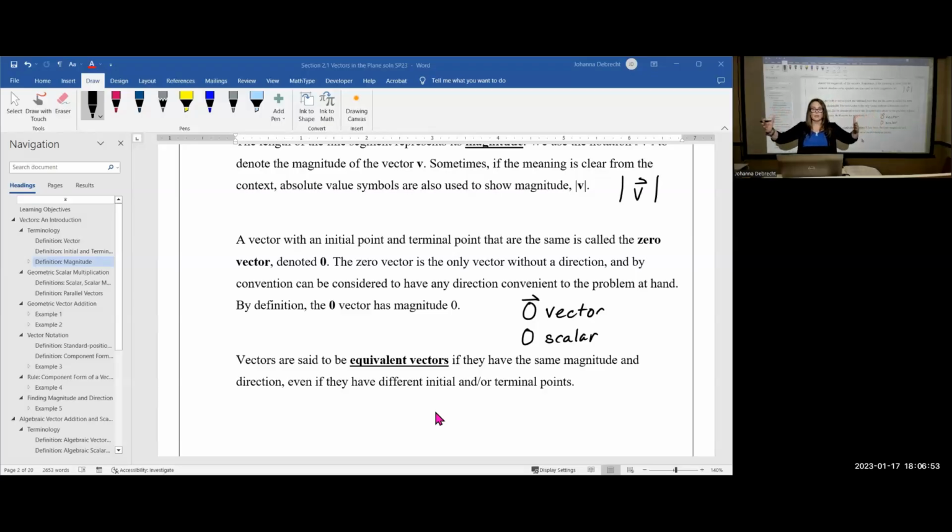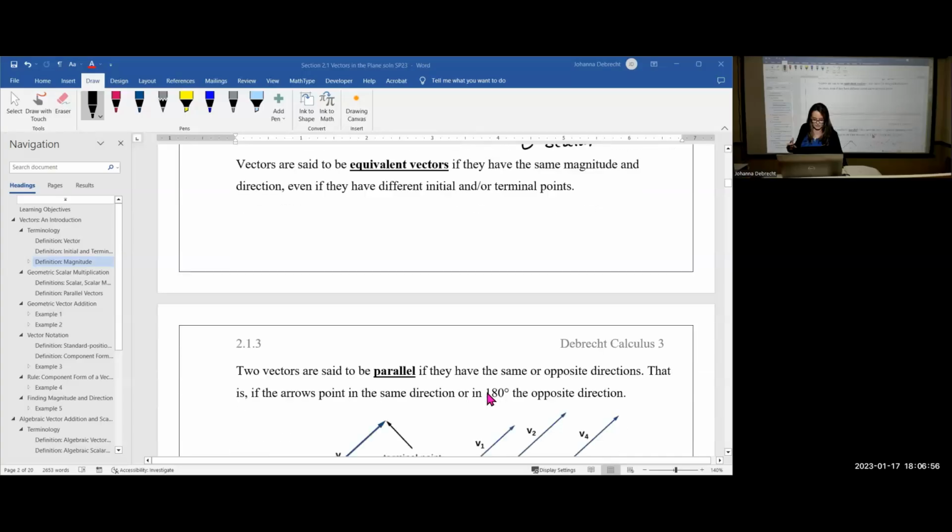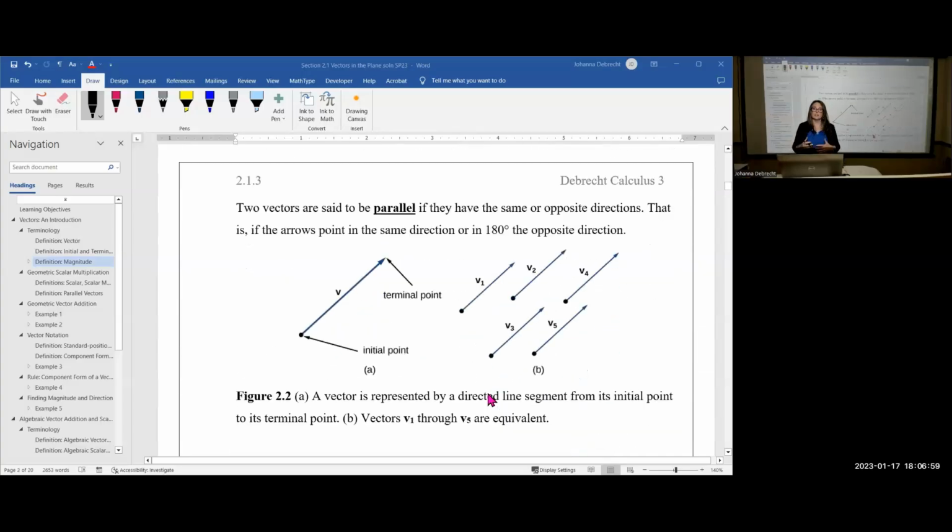So it turns out that as long as the vectors slant in the same direction and have the same length, then they're the same vector, all right? They're equivalent vectors. So in this particular picture that you see right here, V1, 2, 3, 4, and 5 are all equivalent vectors. They have different positions, but they have exactly the same length and exactly the same direction, all right? Now, again, the initial point is where the ball end is, and the terminal point is where the arrow end is, and the direction goes from initial to terminal.